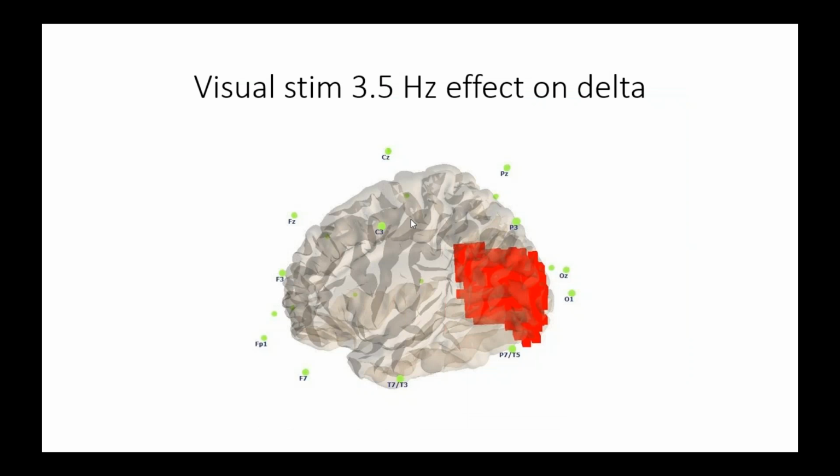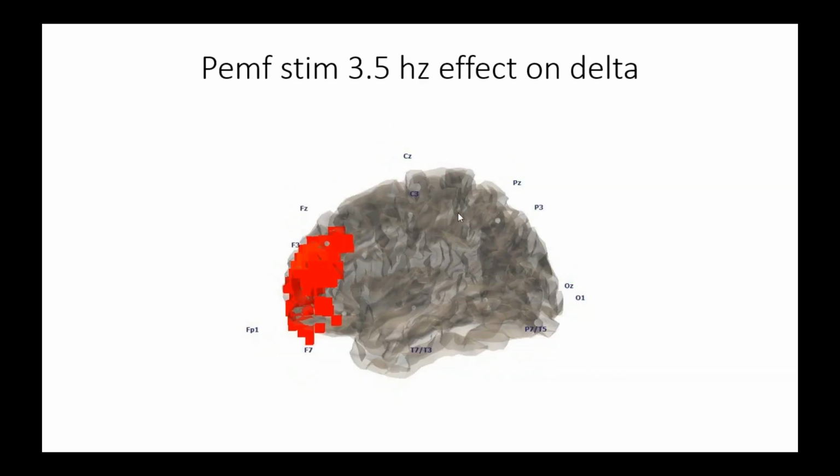Also, when you run analysis, you get maps. And you can move the maps and rotate them and change the scale. And here's the example of the 3.5 Hertz effect on delta, visual stim. You can see nicely localized to areas 17 and 18. Here's the effect of the pEMF stim, 3.5 Hertz on delta. Again, now we see these Brodmann areas, frontal 45, 11 kinds of things.